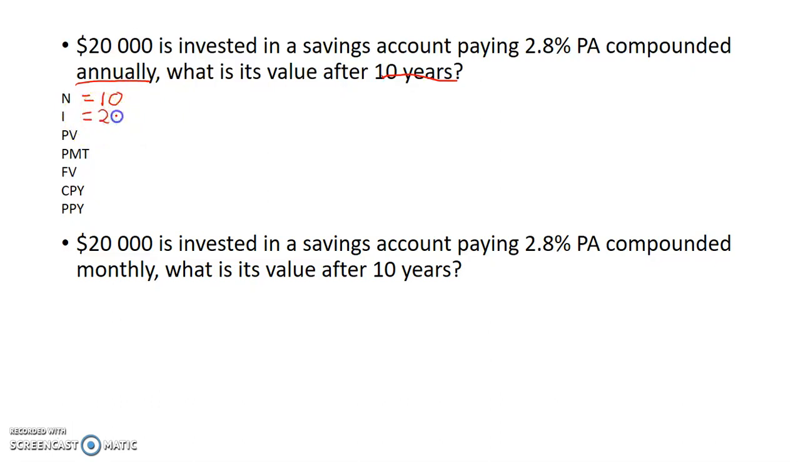Interest rate is in years, so it's 2.8%, and that's where it stays. Principal value, we are putting $20,000 into an account, so it's going away from us, so negative 20,000. Regular repayments, there's no extra money going in or coming out, so it's 0. Final value, we want to know what it's going to be worth. That's what we don't know yet, so that's a question mark. Compound periods per year and payment periods per year are both 1. We're now going to put those numbers into your calculator.